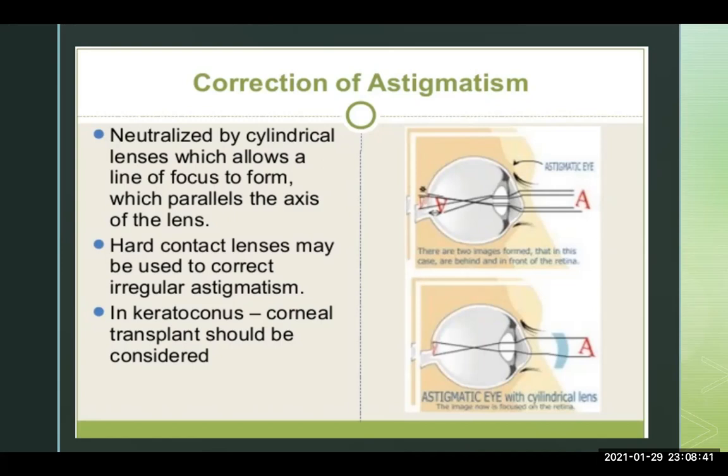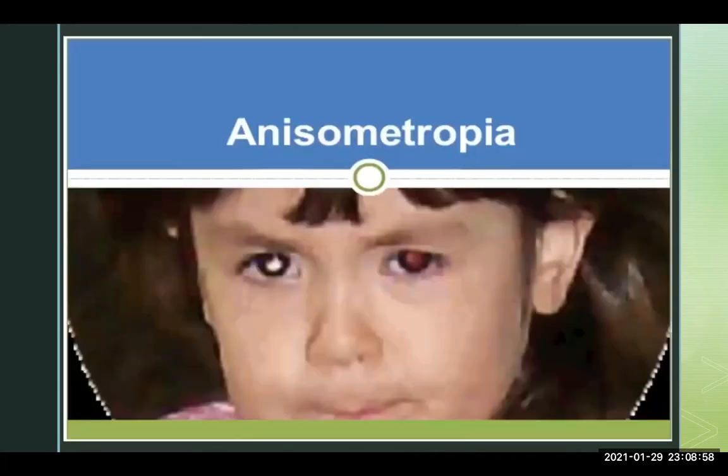Hard contact lenses may be used to correct the irregular astigmatism, but the soft contact lenses and the spectacle lenses will be used to correct the regular astigmatism. In keratoconus, corneal transplant should be considered in the very advanced cases.